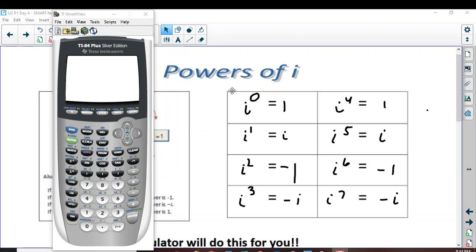Okay, so we are talking about the powers of i. A power is something with an exponent. You have a base and an exponent, that's a power. So if you have anything to the 0 power, that's going to be 1. And you can check that out.